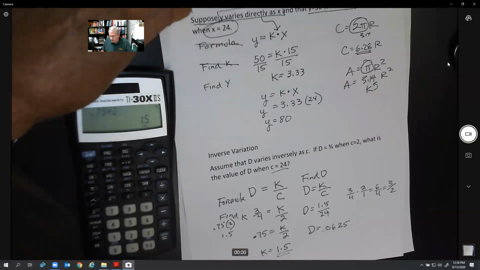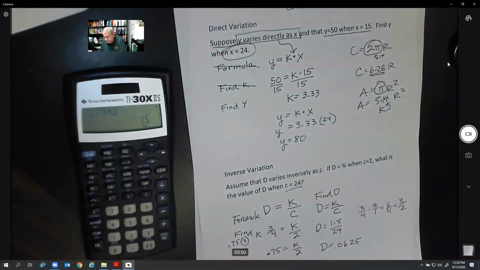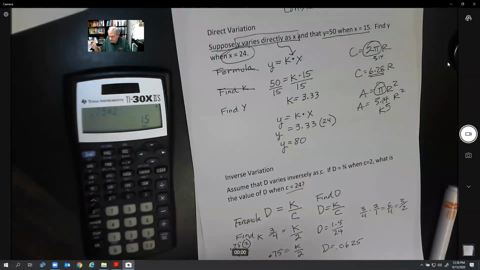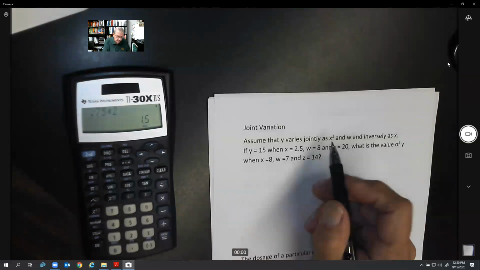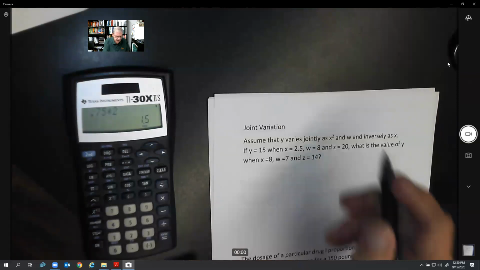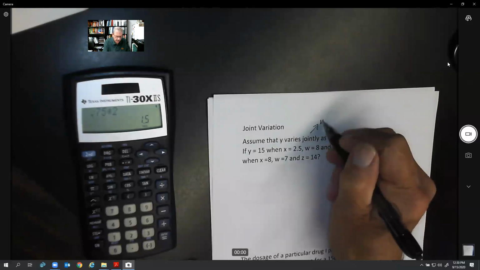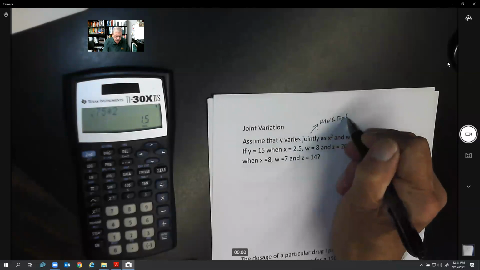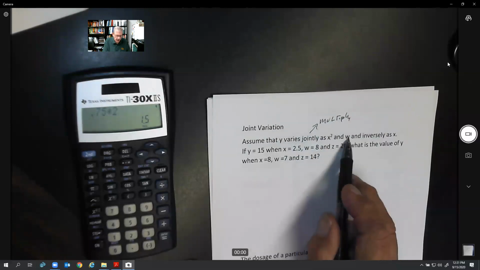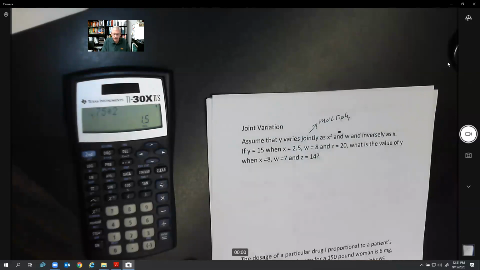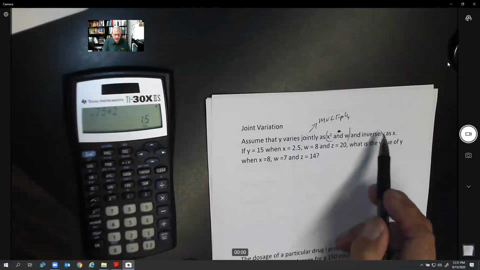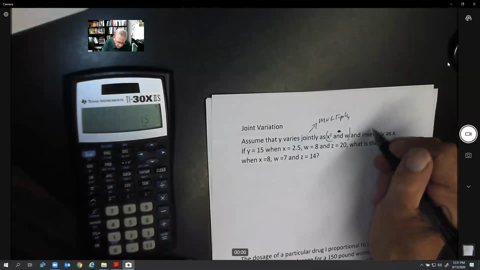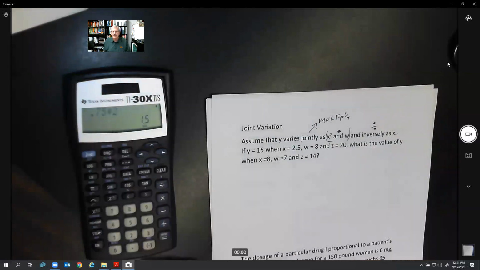Okay, the last type of problem we're going to work on is what we call joint variation. All right, let's take a look at this. This is where multiple things are happening. Assume y varies jointly. Jointly usually means we're going to multiply. But also is x squared and y. So that's where he's saying that we're going to multiply those together. X squared and w, excuse me. And inversely as x. So when we see the word inversely, that usually means divide.